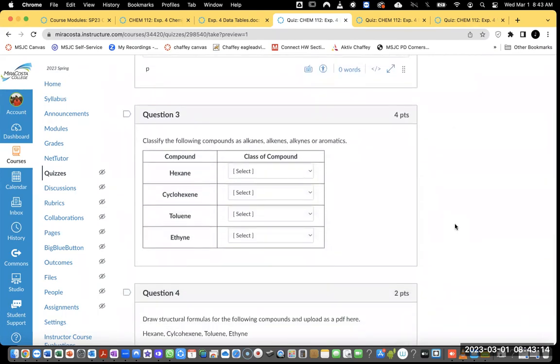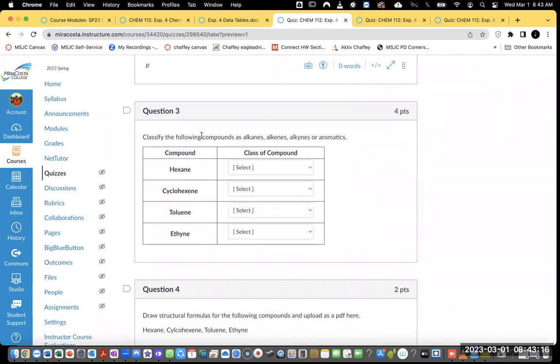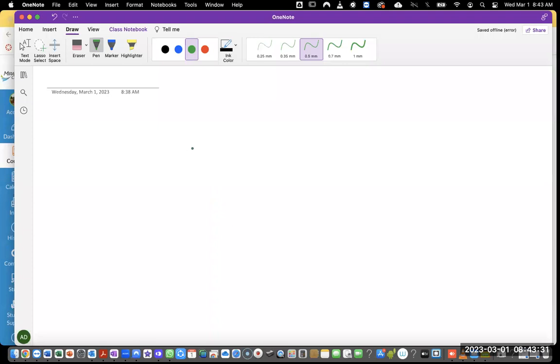Then, the next question is a very simple question, just asking if these compounds that you see here are alkanes, alkenes, or alkynes. And what are aromatic compounds, guys? Aromatic compounds, we covered benzene in one of our lecture videos. The benzene molecule is what an aromatic ring typically looks like.